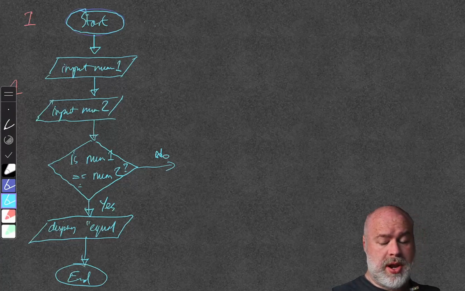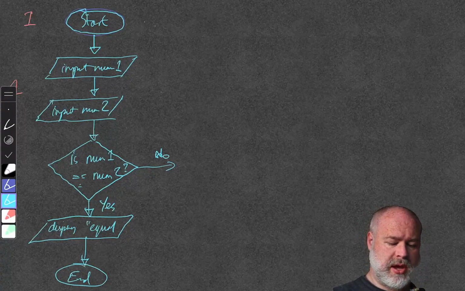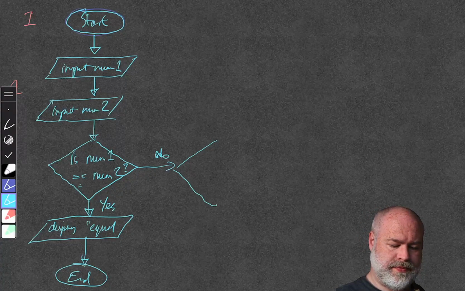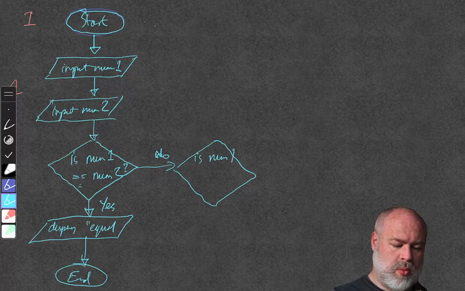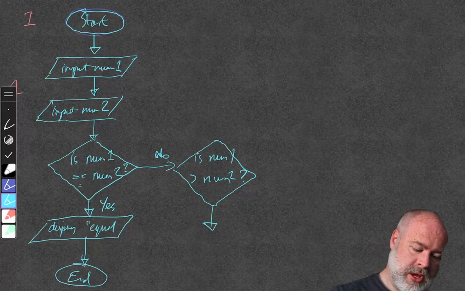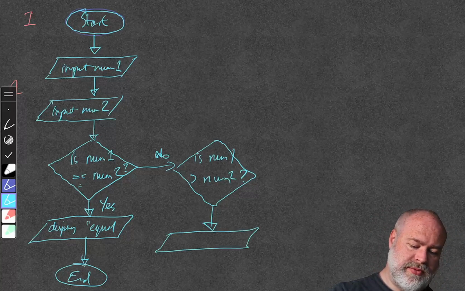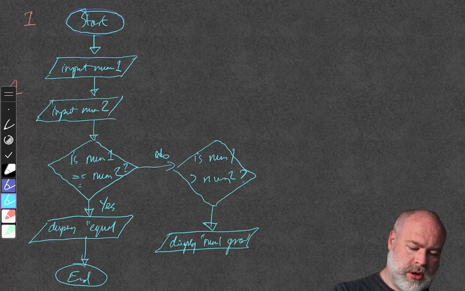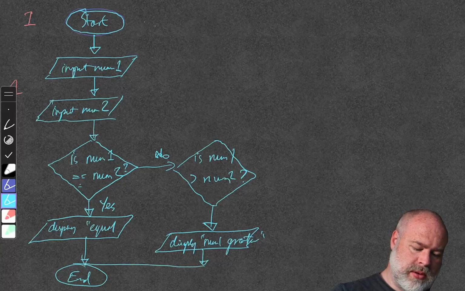However, if they weren't equal, what do we want to check for next? Okay, well then we've got another decision to make. Another rhombus. Is number 1 greater than number 2? Question mark. Is it greater? And there are two options. If it is, then again we can have our parallelogram for output. We can display number 1 greater, and then it's going to end.